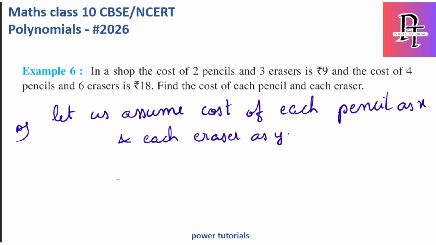So what is the first one? 2 pencils, so 2 into x, plus 3 erasers, which is 3 into y, is equal to 9. That is the first equation. Second equation: 4 pencils, 4x, 6 erasers, 6y, is equal to 18. This is the second equation.